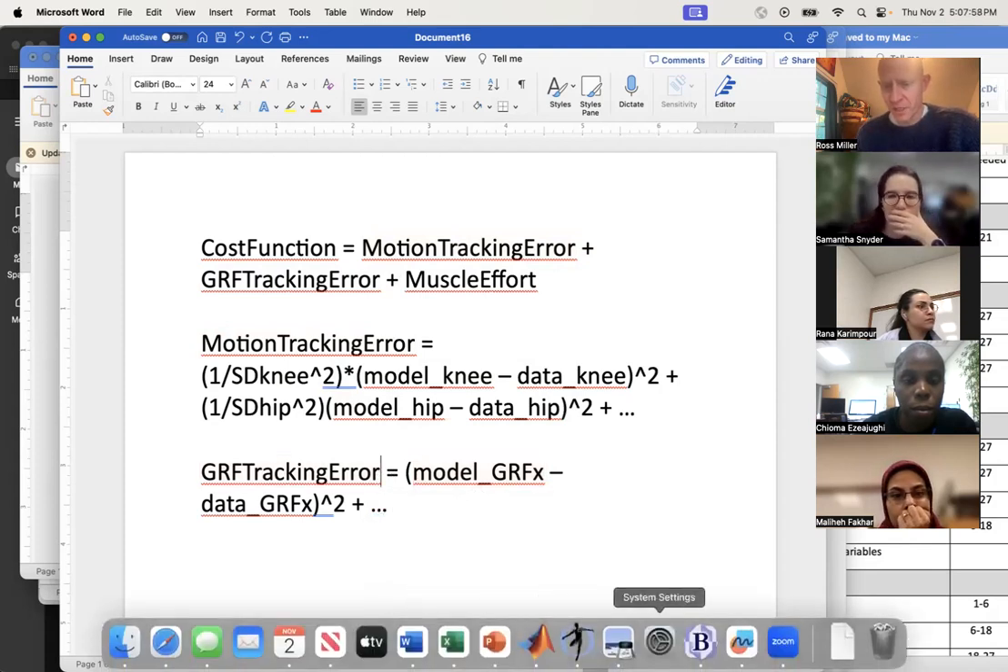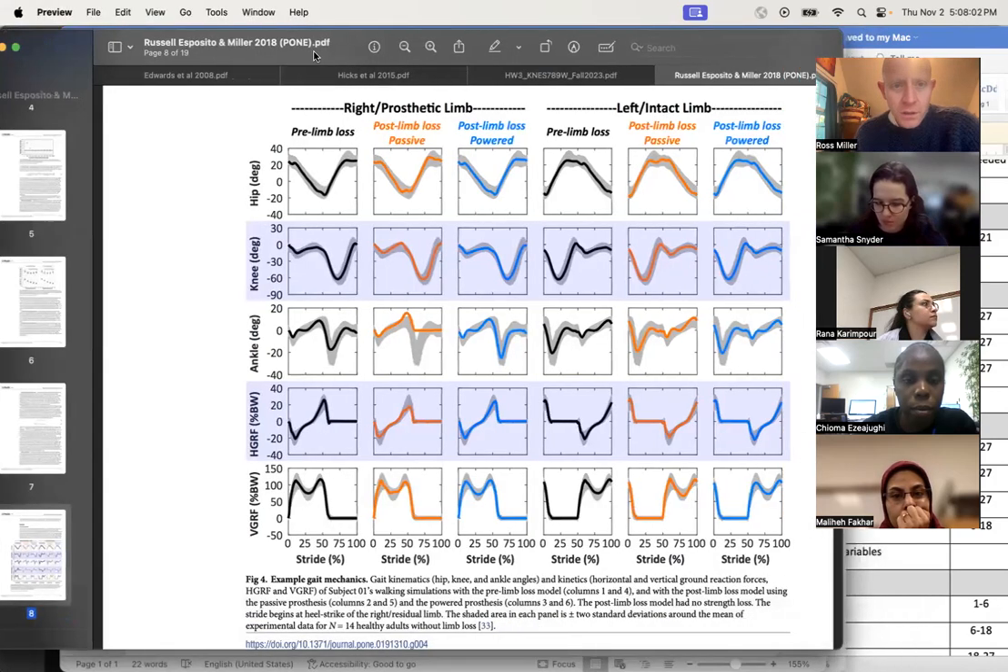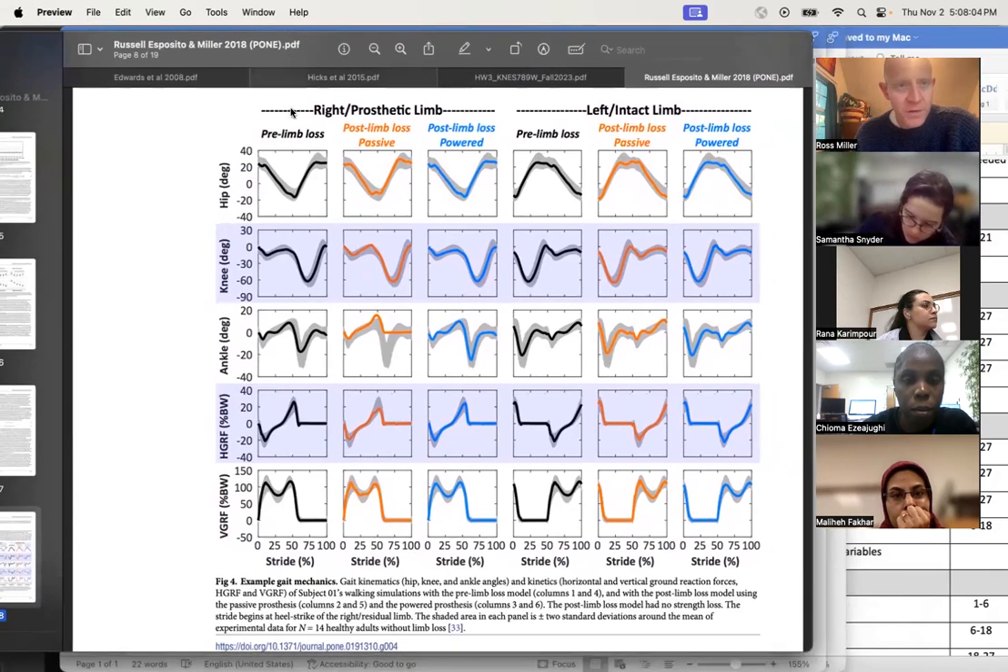Let me show you an example of a result that produced. This is my all-time favorite paper that I've done in my own work. This was our first simulation of walking with prosthetic limbs. There we generated simulations like I've been talking about, trying to get models with and without prosthetic limbs to track able-bodied human experimental data. And we weighted all the different angles and ground reaction forces proportionate to the standard deviations in the experimental data.